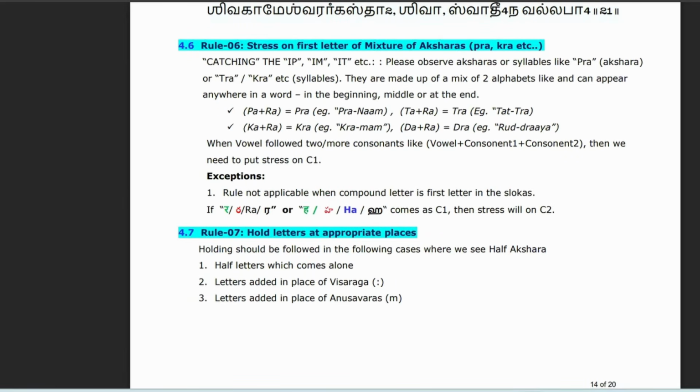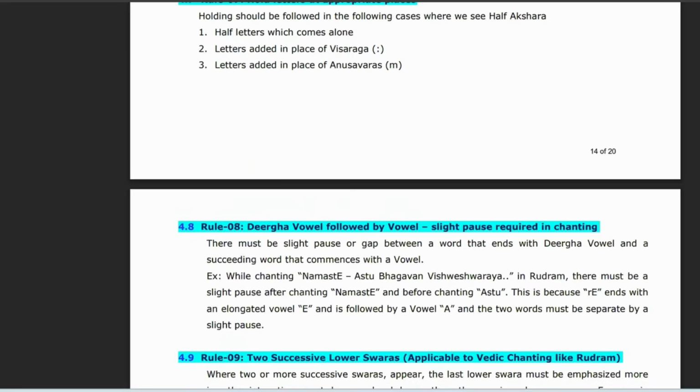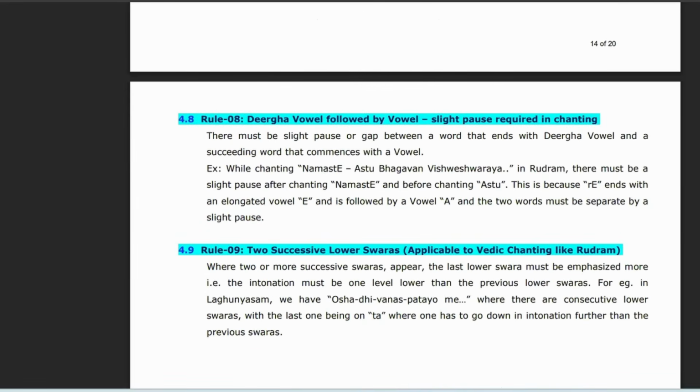6 and 7 are almost the same. Hold letters in appropriate places. Dirgha vowel followed by slide. Number 8 and 9 are usually in the Vedic chanting. When you're chanting Rudra, in Rudra script, you see these two. So we won't discuss these two here. If you want, we can go through it.